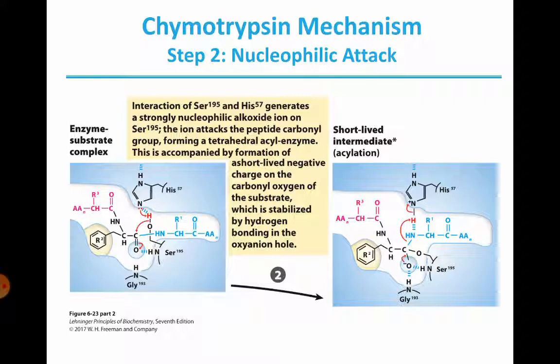Step 2 is a nucleophilic attack. After the enzyme substrate complex is formed, the interaction of serine 195 and histidine 57 generates a strong nucleophilic alkoxide ion on serine 195. The ion attacks the peptide carbonyl group, forming a tetrahedral acyl enzyme. This is accompanied by formation of a short-lived negative charge on the carbonyl oxygen of the substrate, which is stabilized by hydrogen bonding in the oxyanion hole. So this is where we can see this.